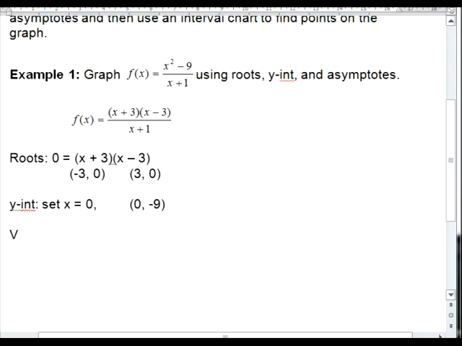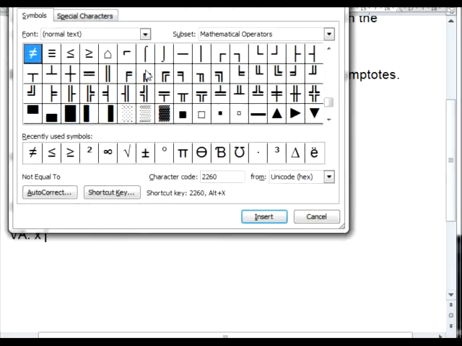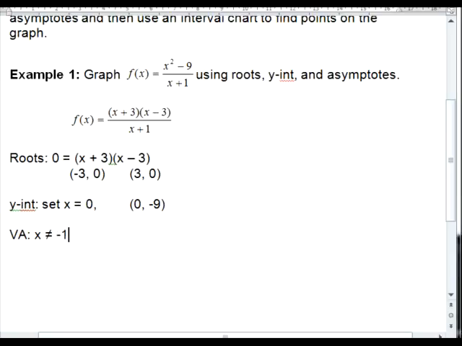Vertical asymptote: I'm going to have a vertical asymptote at x cannot equal negative 1. Now, there is going to be no horizontal asymptote, and I'm going to try and explain this the best way I can. Using our infinity algebra, if you were to do end behavior of this graph and divide through by x, you end up with x minus 9 over x, all over 1 plus 1 over x, which when you sub in would be infinity. So that's not going to work.